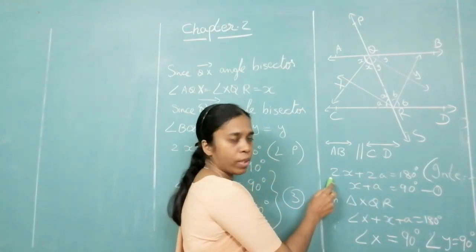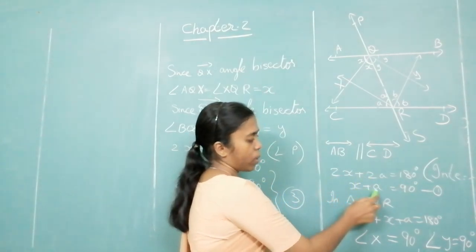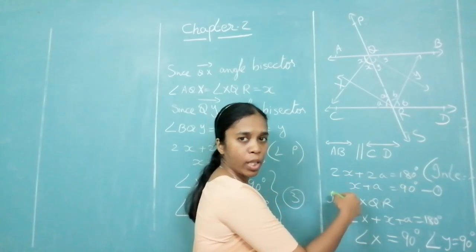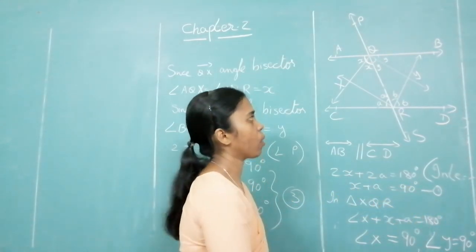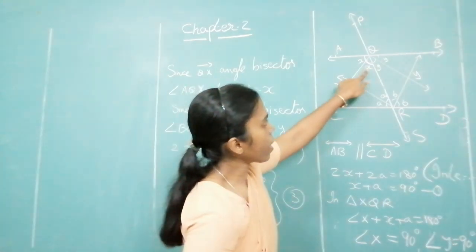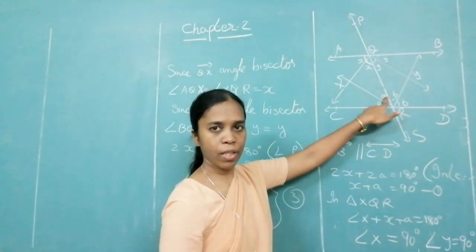Now 2x plus 2a is equal to 180 degrees. Take the 2 common. Now what remains over there? x plus a is equal to 90 degrees. The 2 taken common will get cancelled with 180 and you will have 90 degrees. So x and a is 90 degrees.